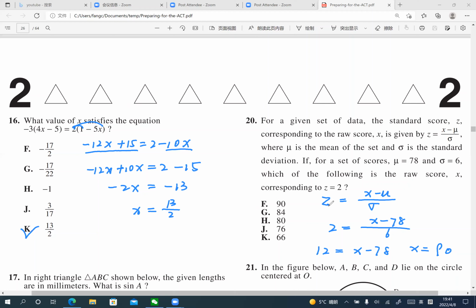So we just need to plug in the given information. So Z equals 2. And X we don't know. Mu equals 78 and sigma equals 6. So 2 times 6 is 12. So 12 equals X minus 78. So X should be equal to 12 plus 78, which is 90. We should choose option F.